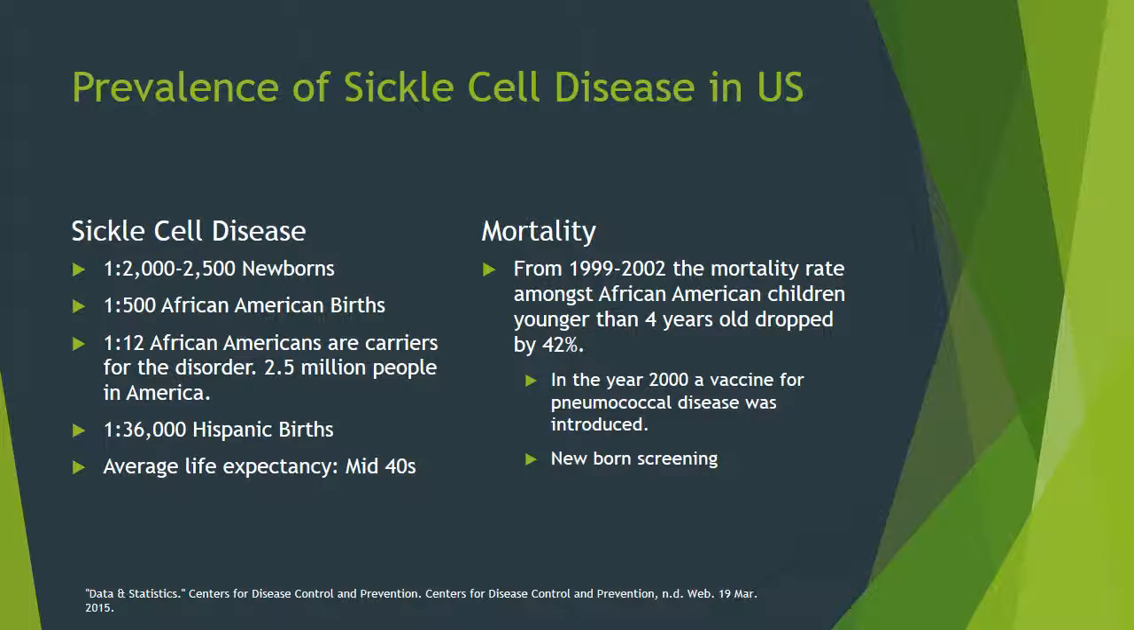And typically the average life expectancy of a person who is affected by sickle cell disease is to their mid-40s. The mortality rate used to be higher before 1999. So with the introduction of newborn screening and a vaccine for pneumococcal disease, the mortality rate amongst African American children younger than 4 years old dropped by 42%.